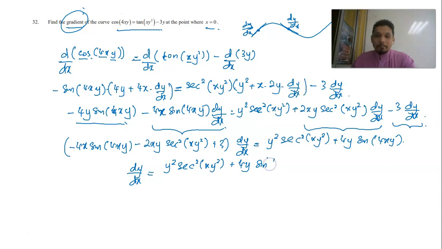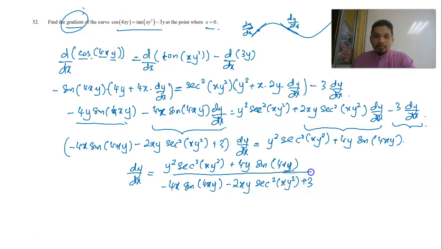Okay, so now dy/dx equals y squared secant square xy squared plus 4y sine 4xy, and everything divided by the bracket here: negative 4x sine 4xy minus 2xy secant square xy squared plus 3. Okay, so this is our dy/dx, quite long.